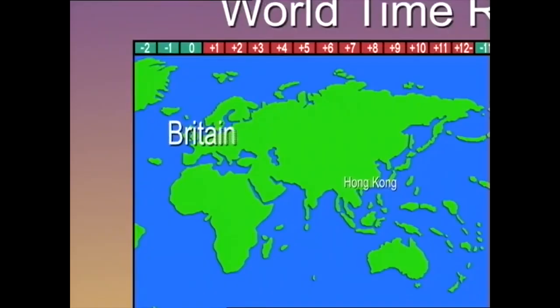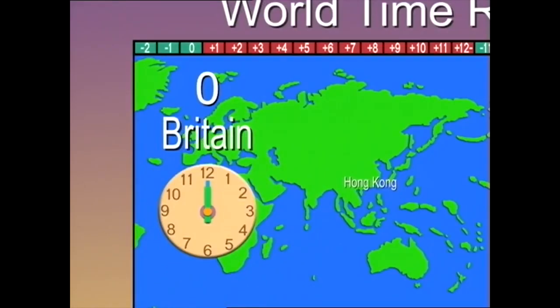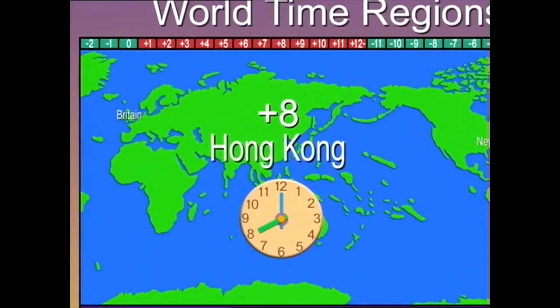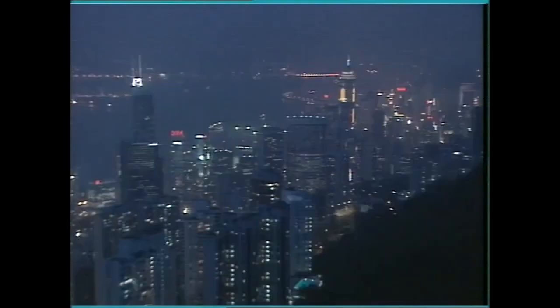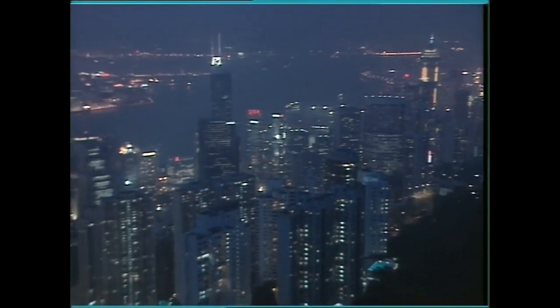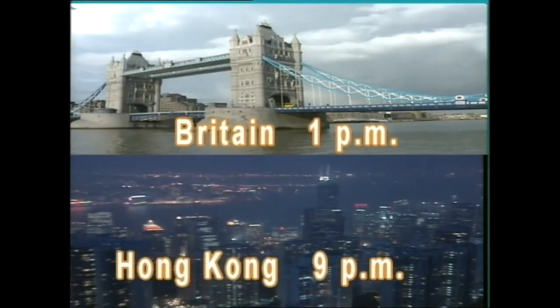The time difference at different places in the world can also be represented by positive and negative numbers. Compared to Greenwich Mean Time in Britain, Hong Kong is 8 hours ahead. Therefore, Hong Kong is in the positive 8 time zone. When it's 9 o'clock at night in Hong Kong, it's 1 in the afternoon in Britain.